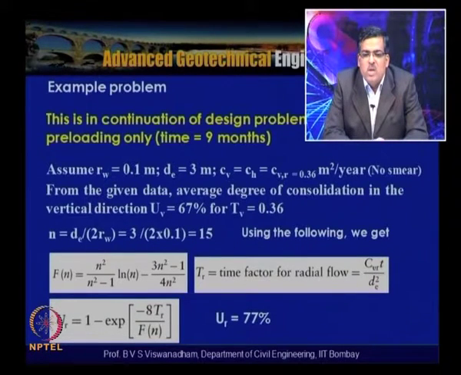Now, for N equal to 15, you calculate function N. Function N can be calculated as N square divided by N square minus 1 times natural logarithm of N, minus (3N square minus 1) by 4N square. After having obtained function N, now calculate TR, where TR is T times CVR divided by dE square, with T being 9 months, CVR given as 0.36 meter square per year, and dE square given as 3 meters. With that we get TR. After having obtained TR and function N, you calculate UR, and UR is about 77%.